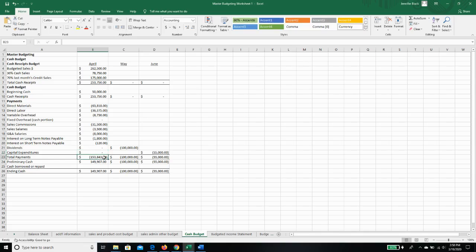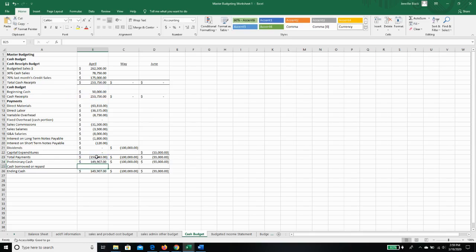So my total payments are $153,843. The formula I put in here was to take beginning cash. Why is that not showing up as a formula? Very strange. Let me type in the formula. I'm going to take beginning cash plus cash receipts minus cash payments, but it's already a minus, so I'm going to put in a plus sign. I'm going to end up with $149,907. So that's my preliminary cash.